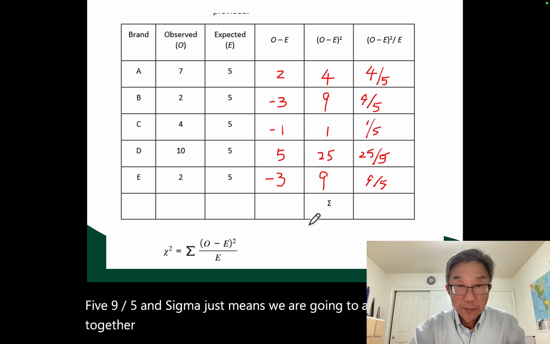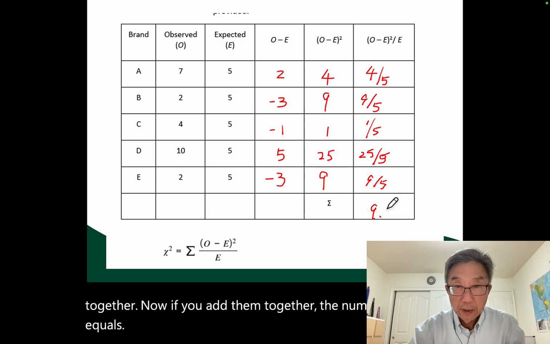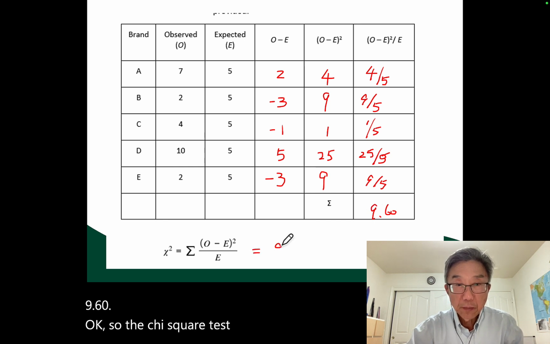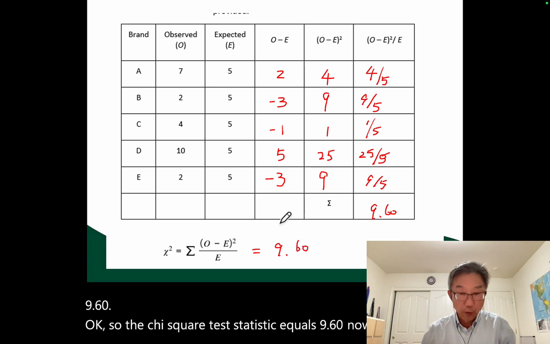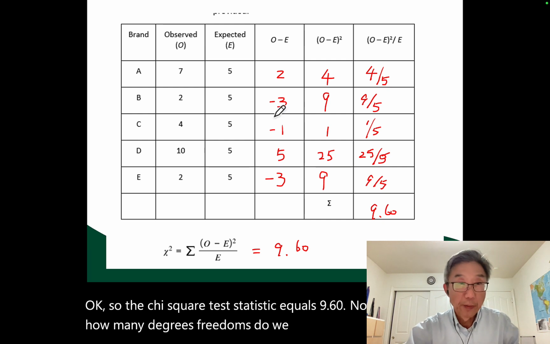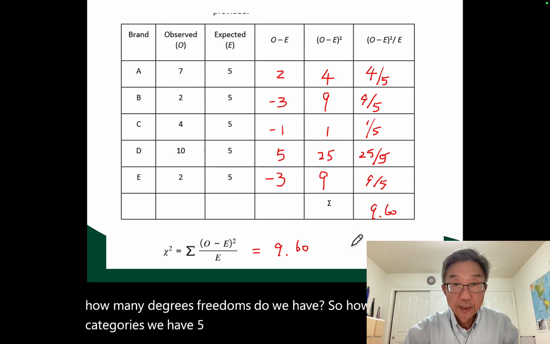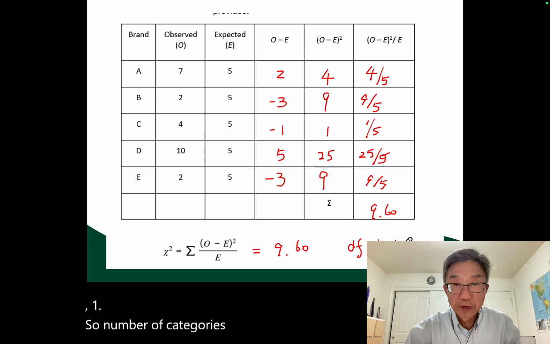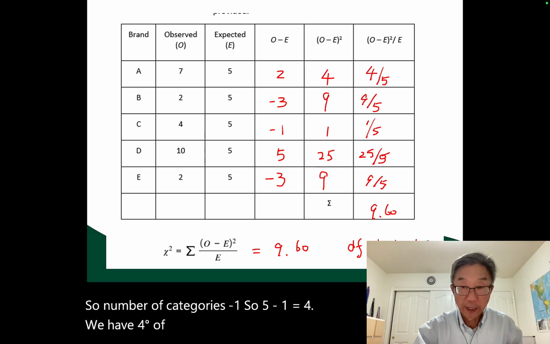Now, if you add them together, the number that I got equals 9.60. So the chi-square test statistic equals 9.60. Now, next question, how many degrees of freedom do we have? How many categories? We have 5 categories. So degrees of freedom equals k minus 1, the number of categories minus 1, so 5 minus 1 equals 4. We have 4 degrees of freedom for the test.